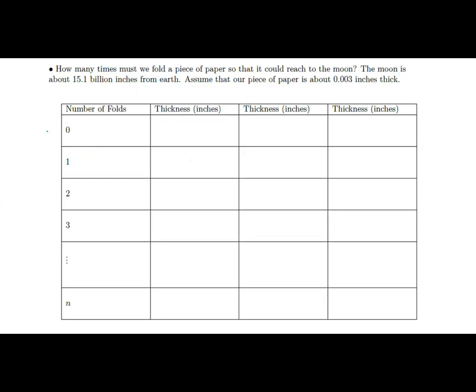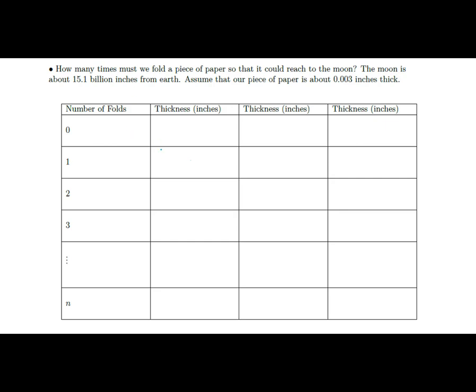So to begin here, we're going to look at an interesting situation. It says, how many times must we fold a piece of paper so that it could reach all the way to the moon? Now the moon is about 15.1 billion inches from Earth, and we're going to assume that our piece of paper is about 0.003 of an inch thick. So this is exactly what it sounds like. You have a flat piece of paper sitting on the ground. If you folded it and folded it again and folded it again, how many folds would it take so that the new thickness of that piece of paper would get us to the moon, essentially?